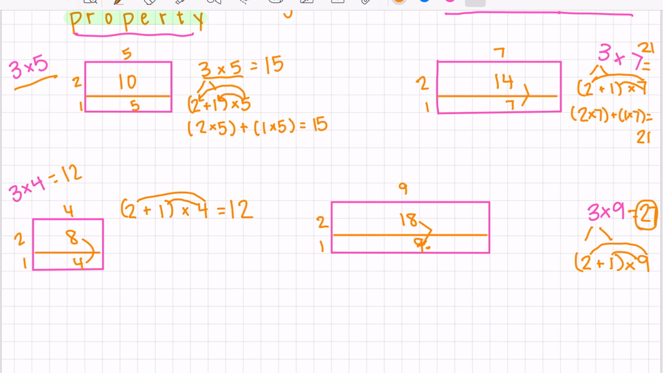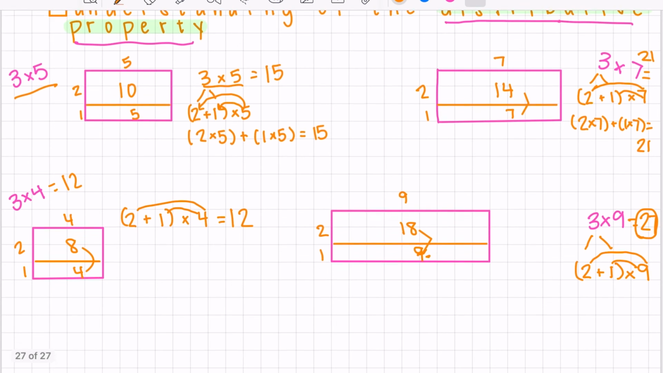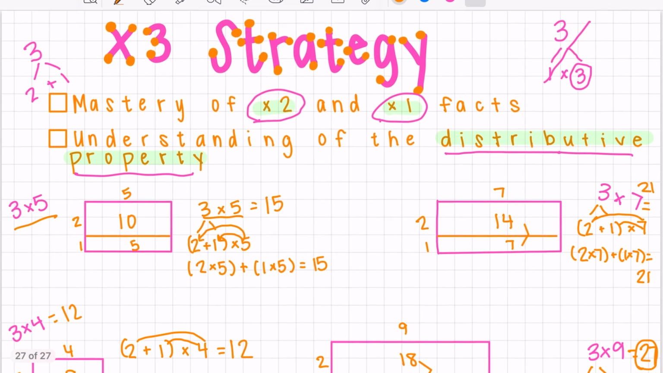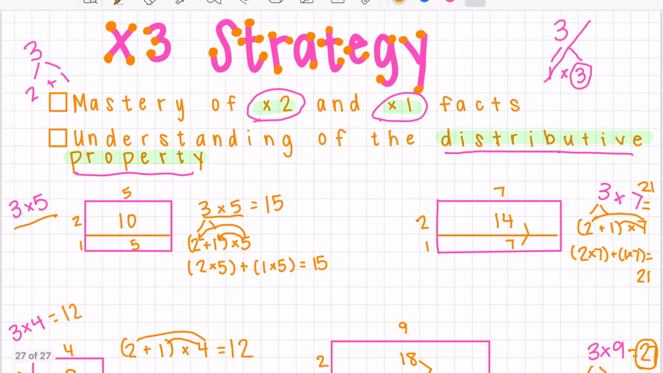In this video, we used the distributive property as an efficient strategy for multiplying any single digit number by 3.